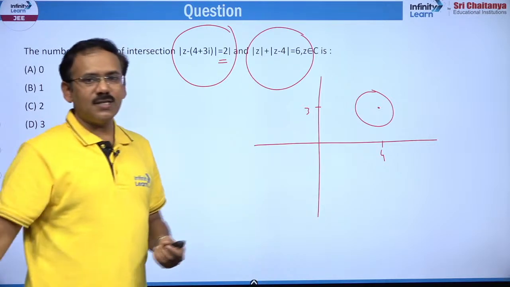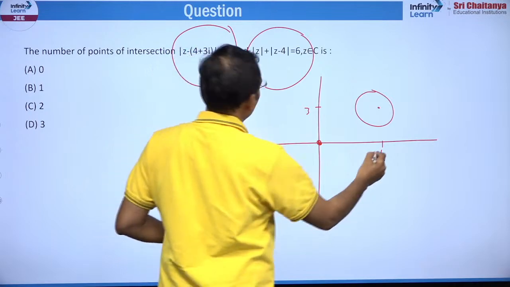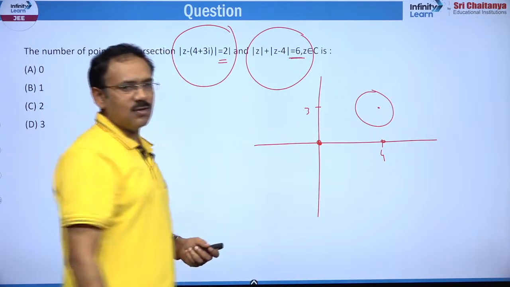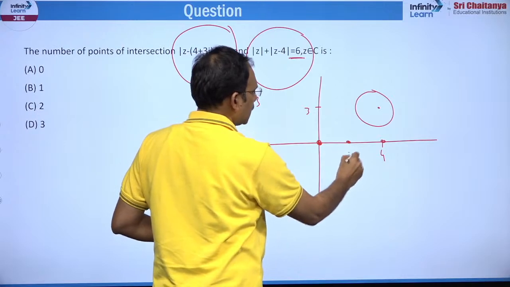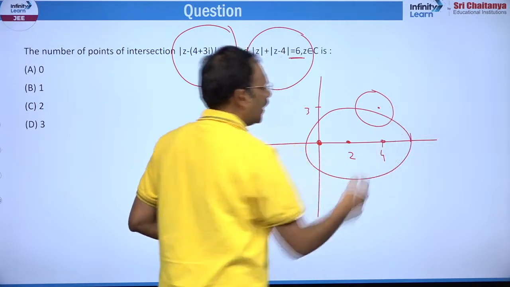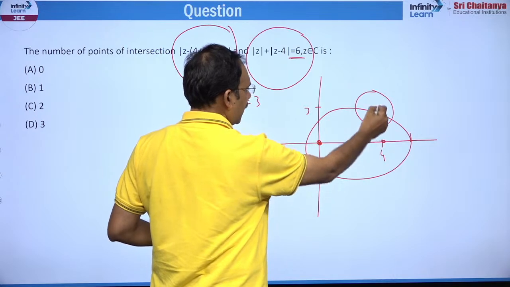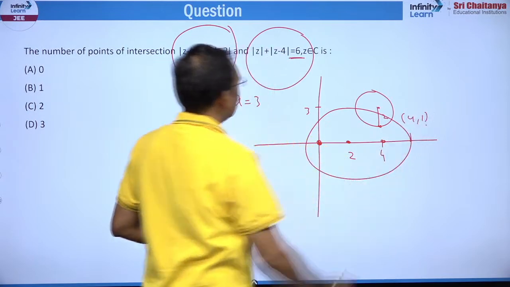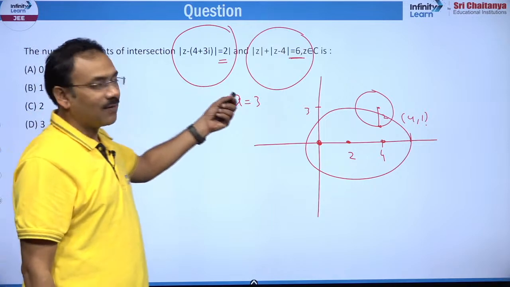The second one represents an ellipse whose two foci are 0, 0 as one focus and 4 comma 0 as the other focus, and the semi-major axis 2a is equal to 6, which means a is equal to 3. The midpoint of these two, 2, is the center, so you can take 3 units, and this will be the ellipse. Since the radius is 2, this point is 4 comma 1. You can substitute and verify whether this point lies in the interior of the ellipse or not.